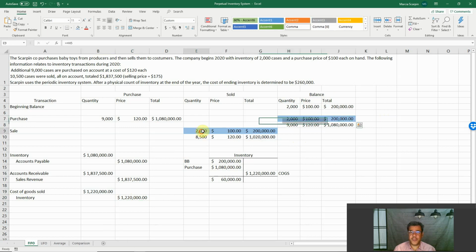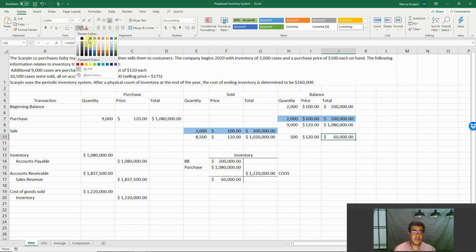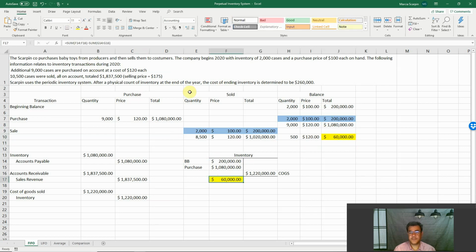And how much is our ending balance? This blue one here is closed. So we have here 9,000 less 8,500, 500 units. And how much is the price? 120. And then here we need to check if it is the 60. 500 times 120, 60. We are good.